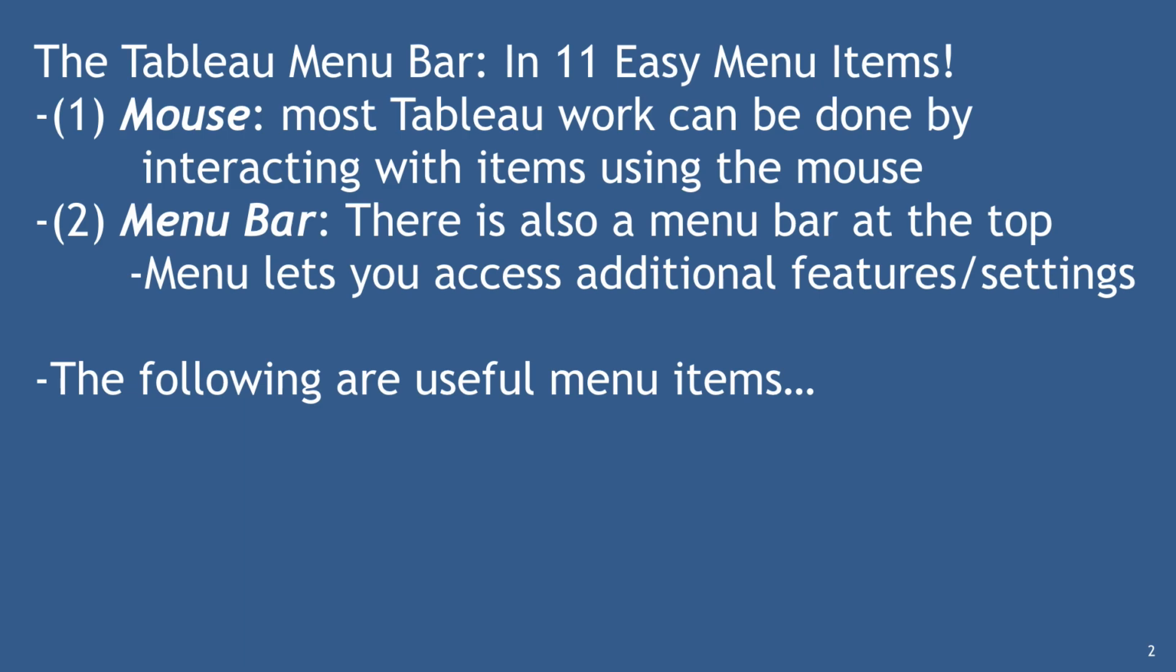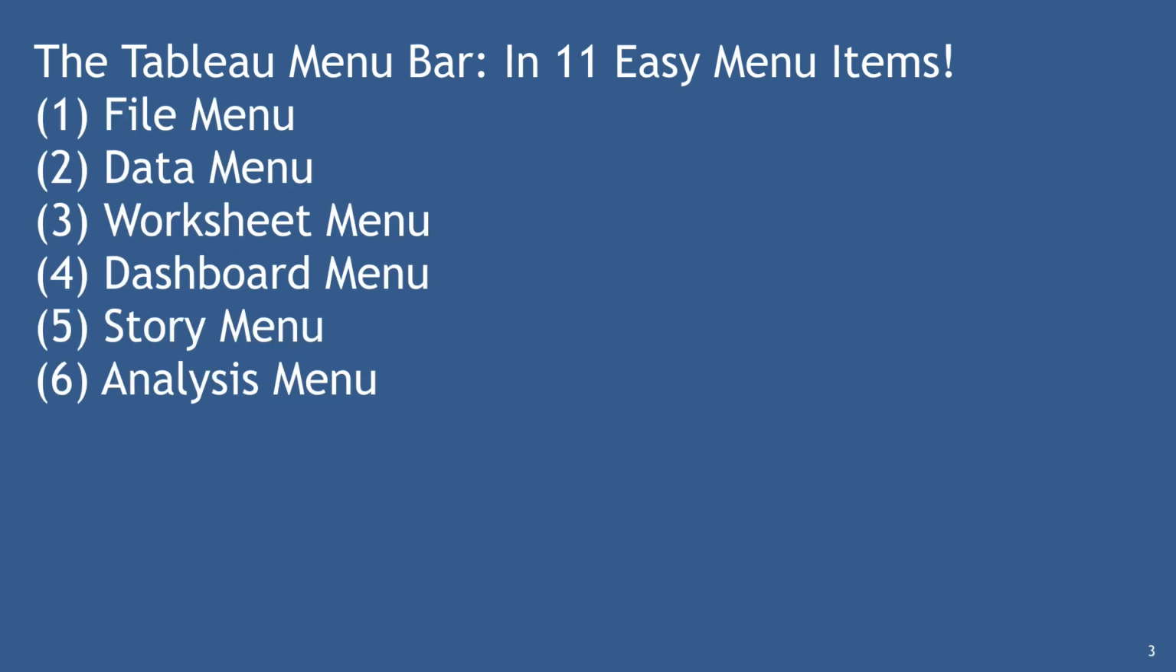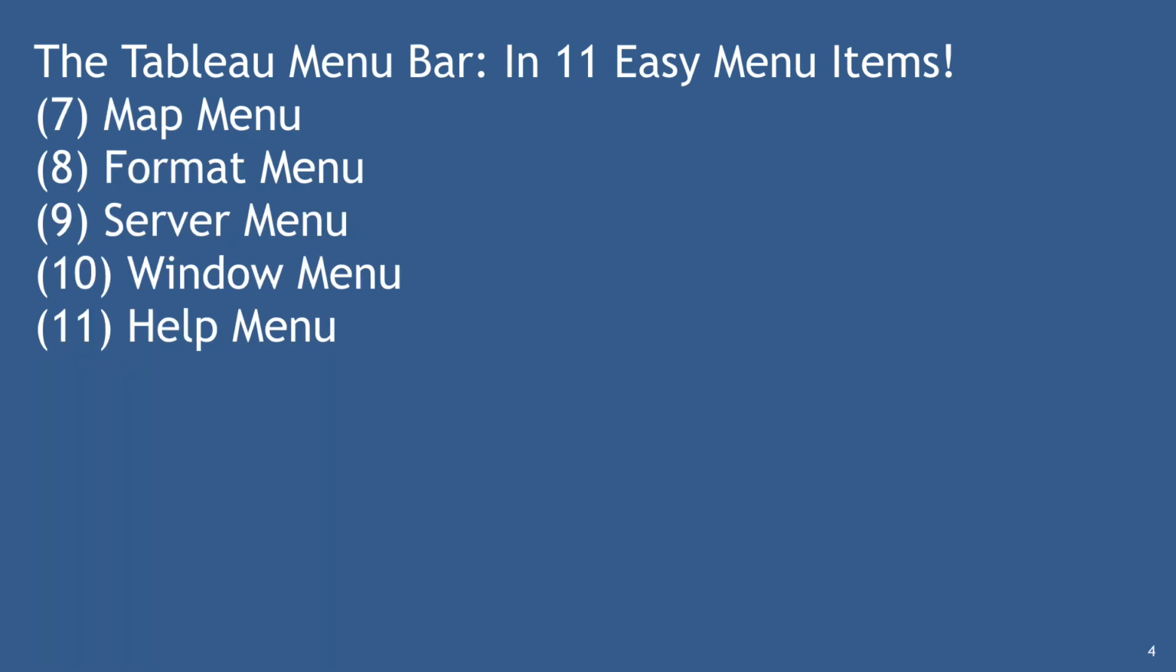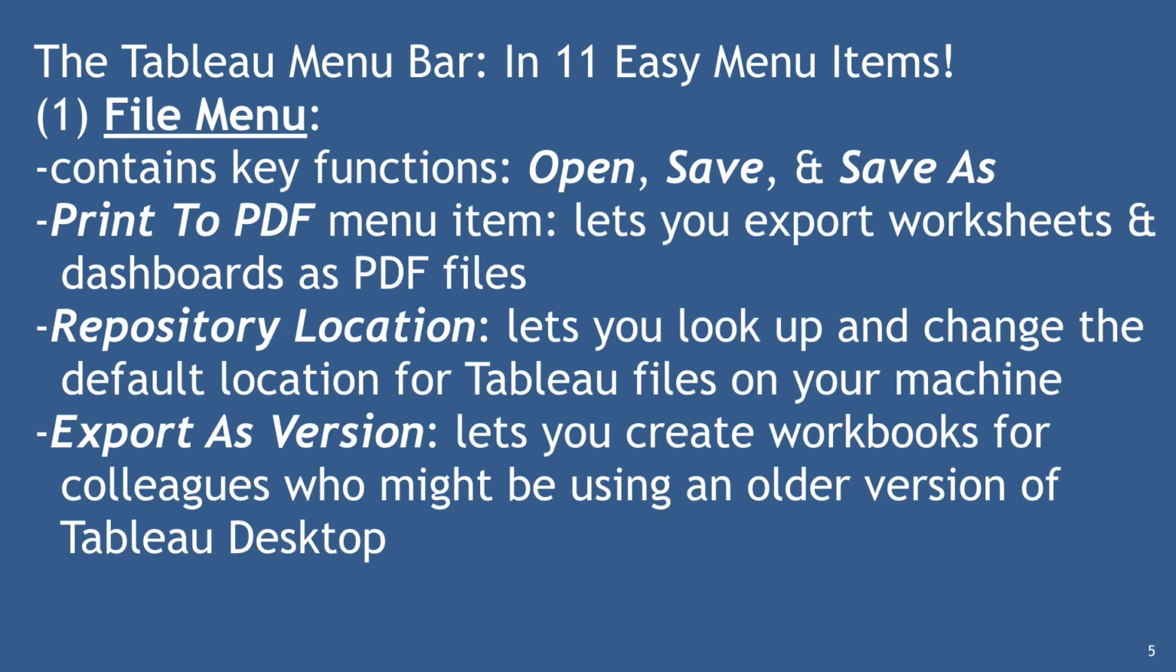And I'm going to go over some of the useful menu items within Tableau. There are a number of them, 11 of them. First 6: 1, File menu, 2, Data menu, 3, Worksheet menu, 4, Dashboard menu, 5, Story menu, 6, Analysis menu, 7, Map menu, 8, Format menu, 9, Server menu, 10, Window menu, 11, Help menu. Help, I need somebody help.